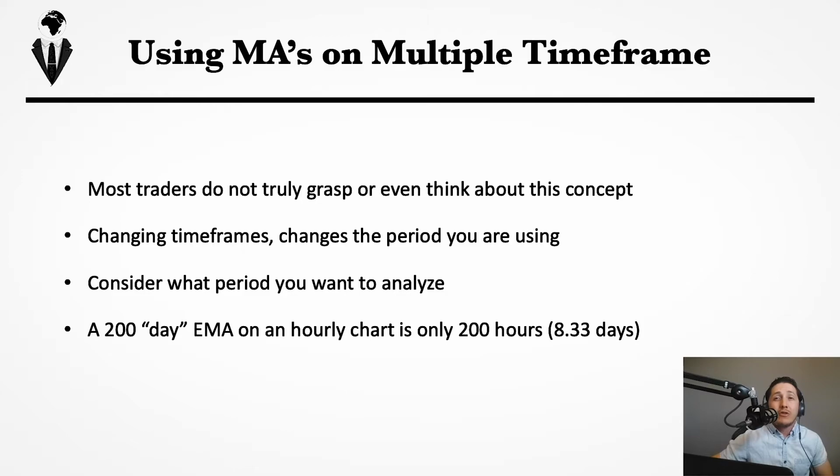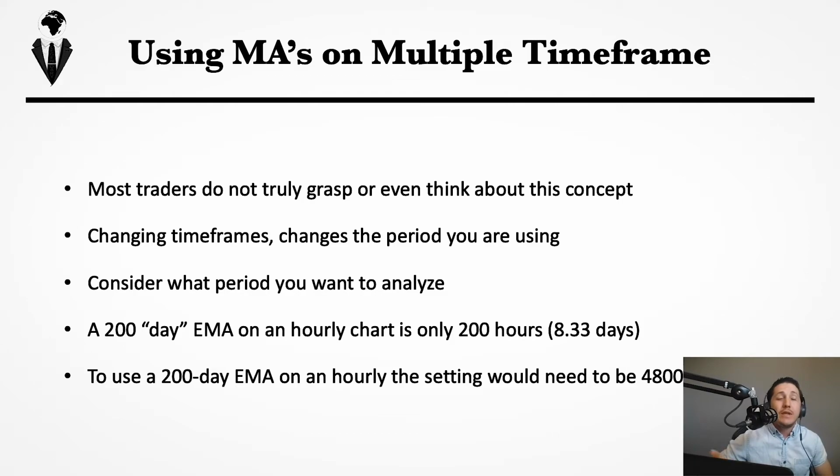So if you wanted to actually use that same 200-day moving average on an hourly chart, you would need to set that period to 4,800, because that's how many hours are in 200 days. All right. So a lot of people don't grasp this concept that if you wanted to look at the same moving average on a different time frame, you need to change that period as well.